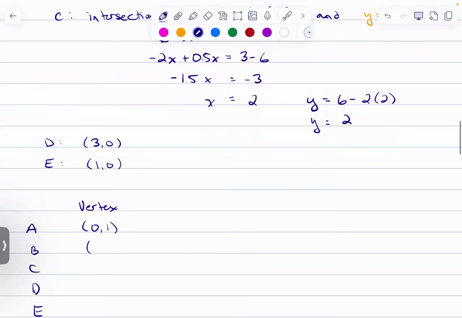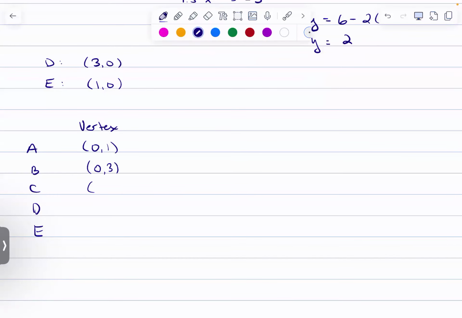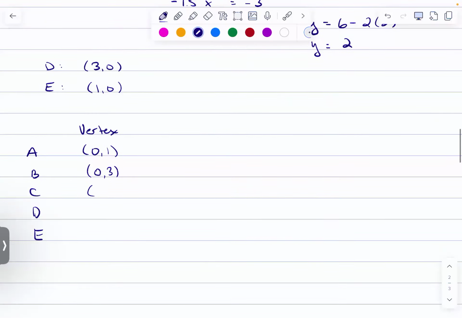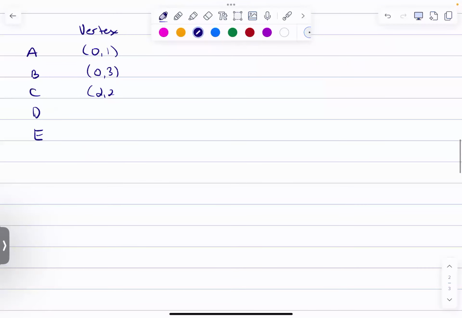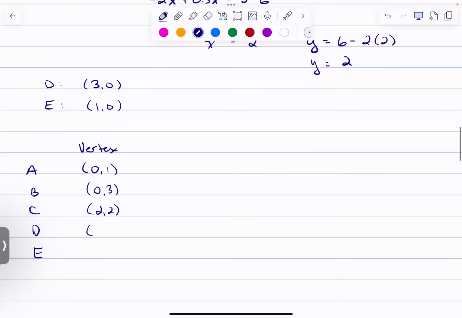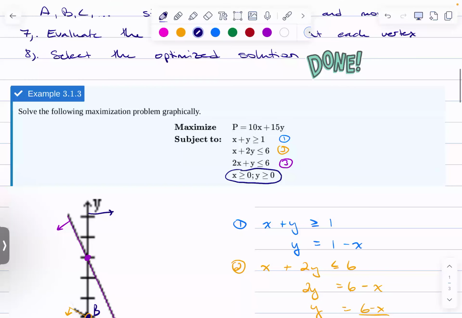0, 1. 0, 3. This is the one we had to do work for. 2, 2. D is at 3, 0, and E was at 1, 0. Now I want to evaluate the objective function. Right? Notice how that hasn't come into play at all. You figure it out in the very beginning, and then you parking lot it until the very end, and you bring it back in. So we wanted to maximize this thing here.